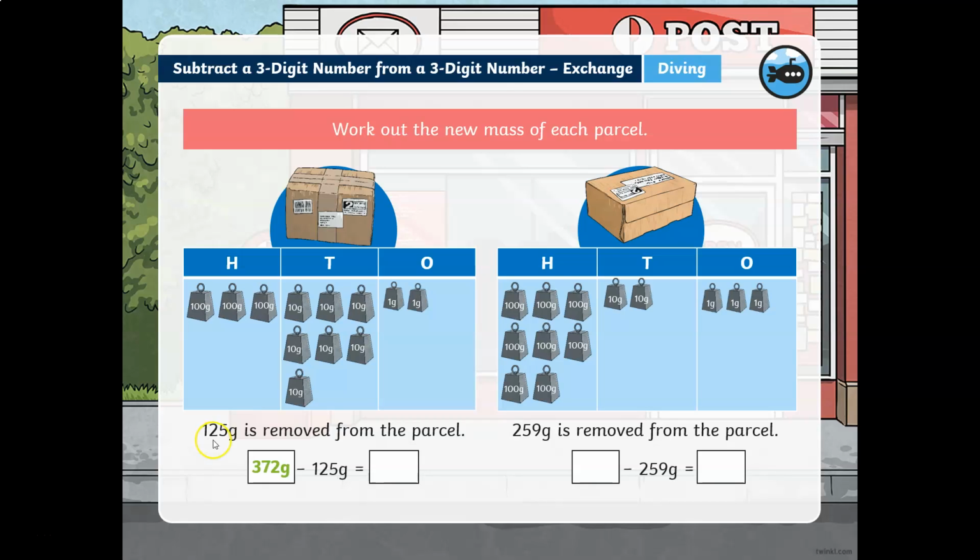So it says here, 125 grams is removed from the parcel. So this means subtraction. 372 minus 125. And you see there's place value here. We have ones, tens, hundreds. So we always start with the ones column. Can we remove 5 from 2? We cannot, so we have to borrow from the tens column.